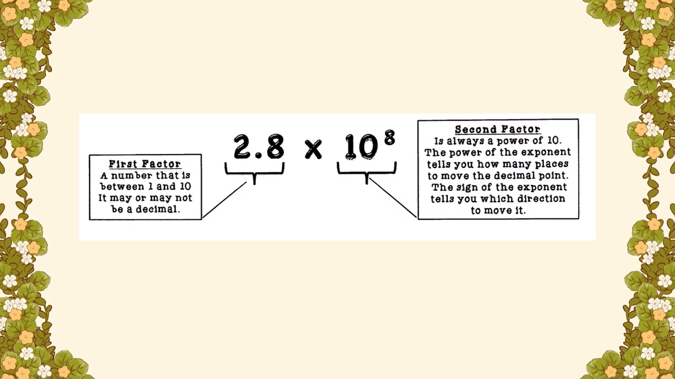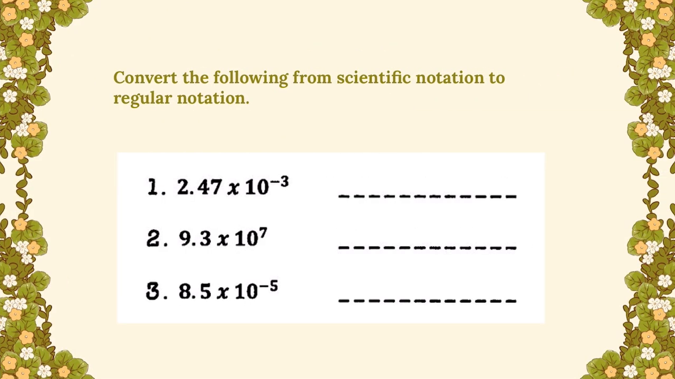So if it's positive, you're going to move the decimal to the right. And if it's negative, you're going to move the decimal to the left. So if the exponent is greater than 1, that means it's a big number. If it's less than 0, that means it's a smaller number. Okay, so let's look at some examples.